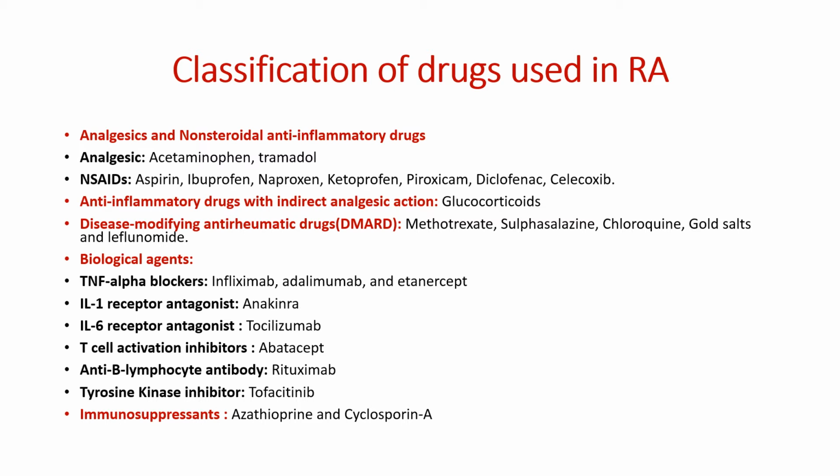Methotrexate is a purine inhibitor and folic acid antagonist, and it is useful in treating synovitis regardless of the underlying disease process. Methotrexate is administered orally once weekly, starting with a dose of 7.5 to 10 milligram.